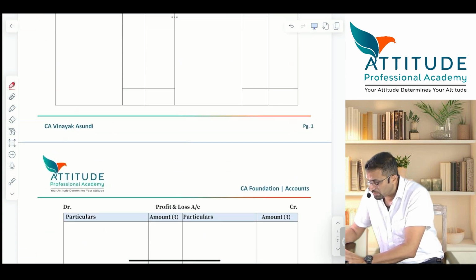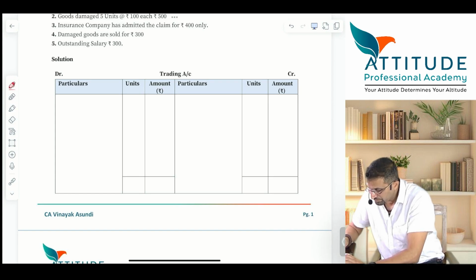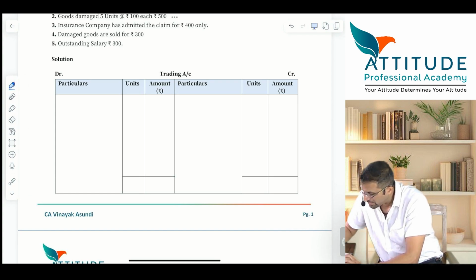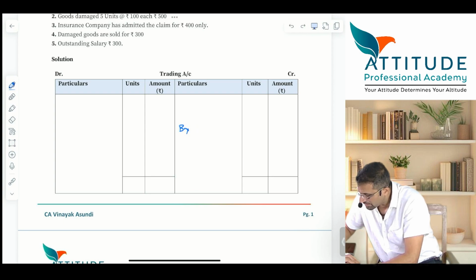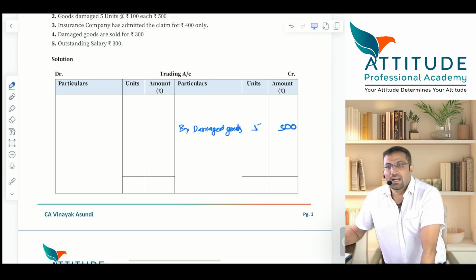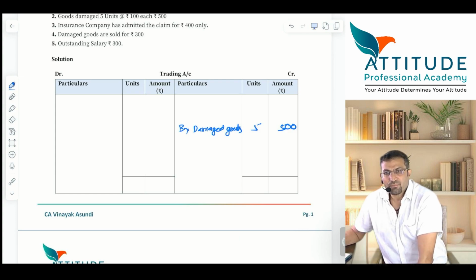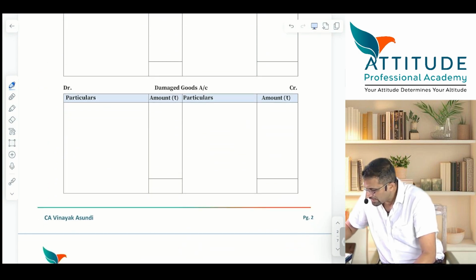Have you passed that entry? Come back here. What should I write here? By damaged goods. How many goods are damaged? 5. The amount is how much? 500. Have I opened a ledger account for damaged goods? Yes. So we'll go to the damaged goods account. Damaged goods account debit to trading account.